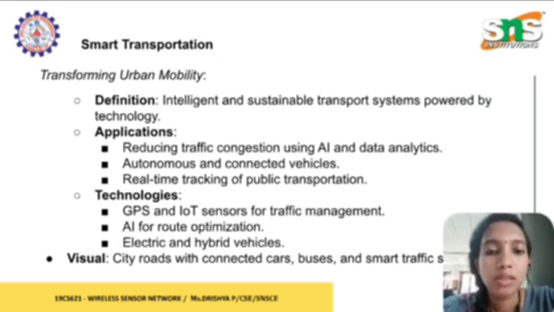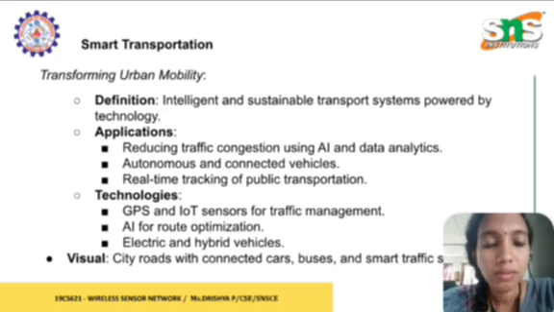So smart transportation is basically attached to the cases of urban areas. Reducing traffic congestion using AI is the main function of smart transportation. These are the three applications of wireless sensor networks. Sensors are used in different conditions in different areas, so the applications are different in different areas. Thank you.